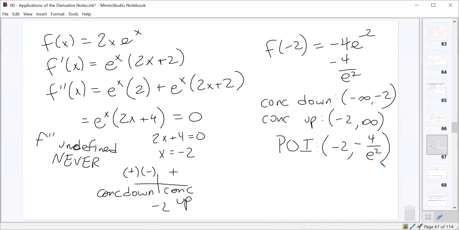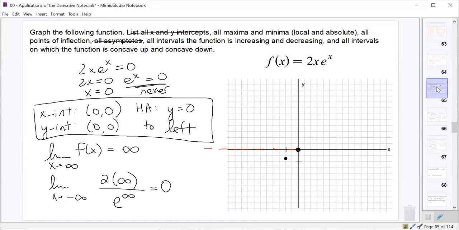If e is 2.7-ish and you square that, you're going to get something, I don't know, probably between 7 and 9 somewhere. It's clearly going to be less than 9, but probably about 7 or 8, somewhere in that range. If we do -4 divided by that, let's just ballpark it at somewhere around negative 1/2. So if we plot -2, -1/2 right on that one there, that's our point of inflection.